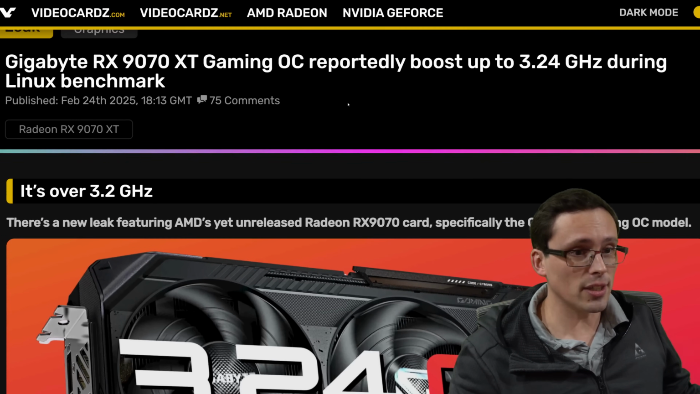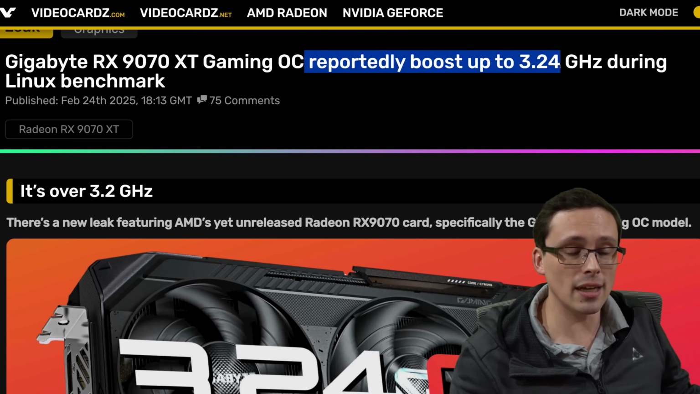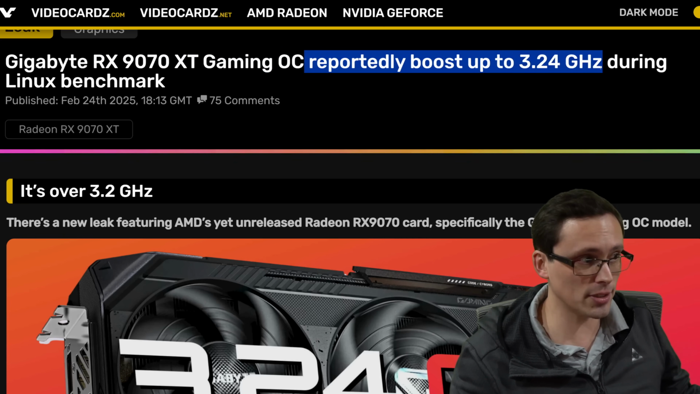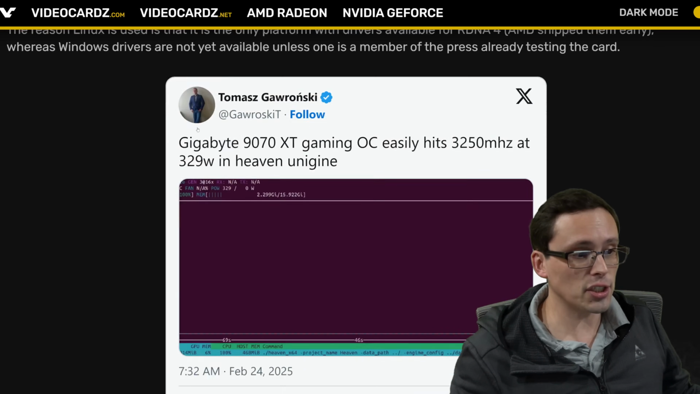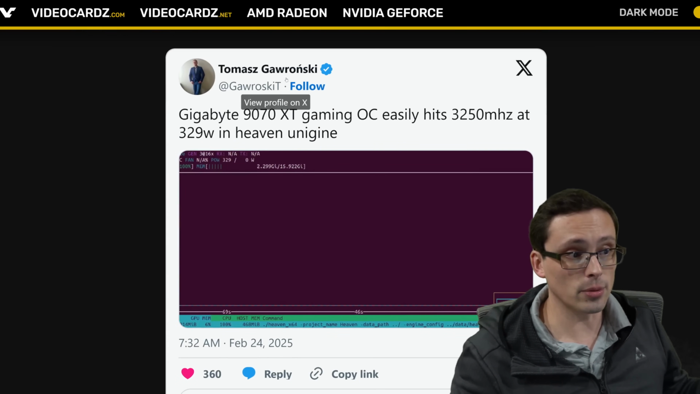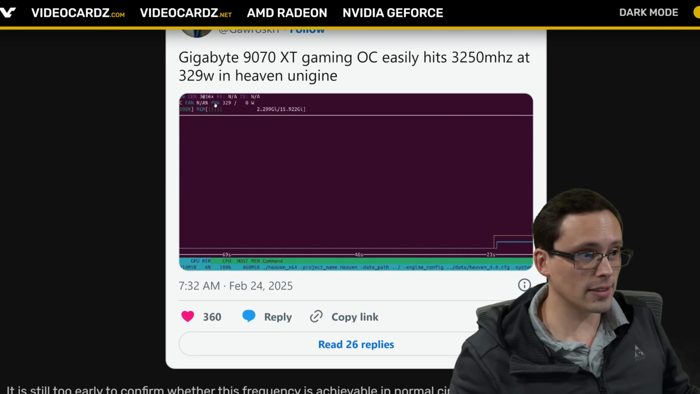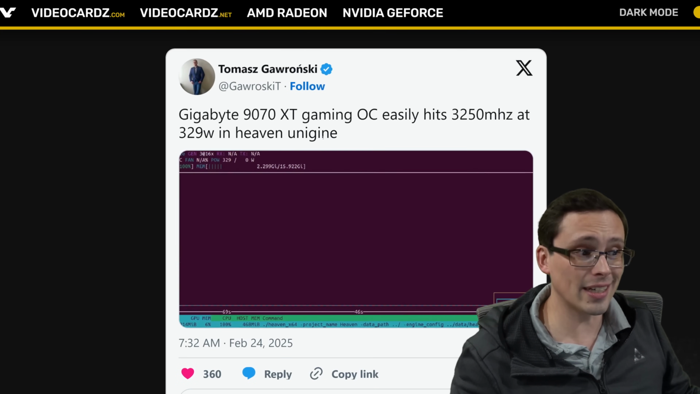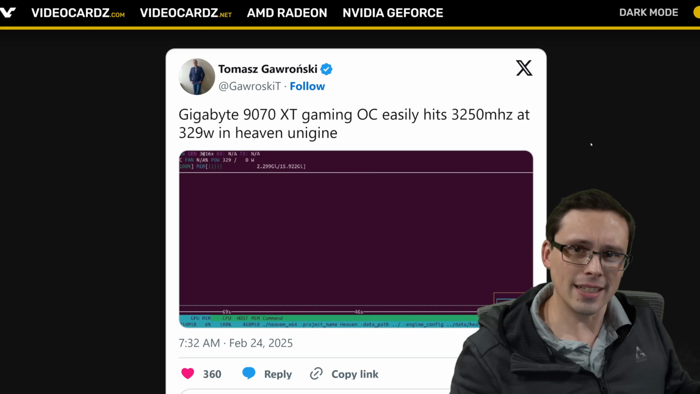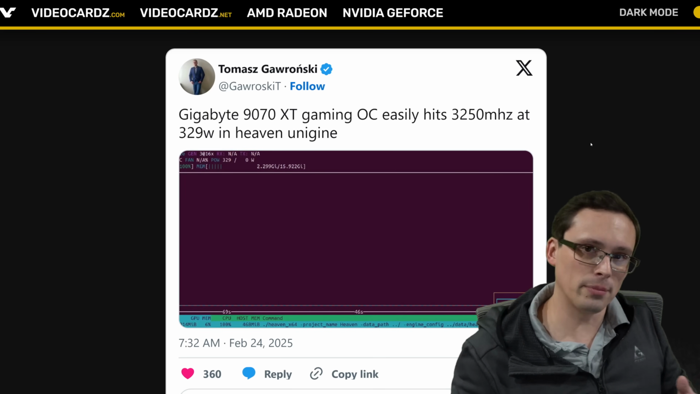Also, videocards.com is reporting that a 9070 XT Gaming OC version has been reported boosting up to 3.24 gigahertz, apparently on a Linux benchmark. Now, they're actually gathering this information from Tomasz Gawroński on Twitter, where he's showing these stats. Now, why would they be doing this on Linux? Well, Linux got an updated RDNA 4 driver before those are publicly available.